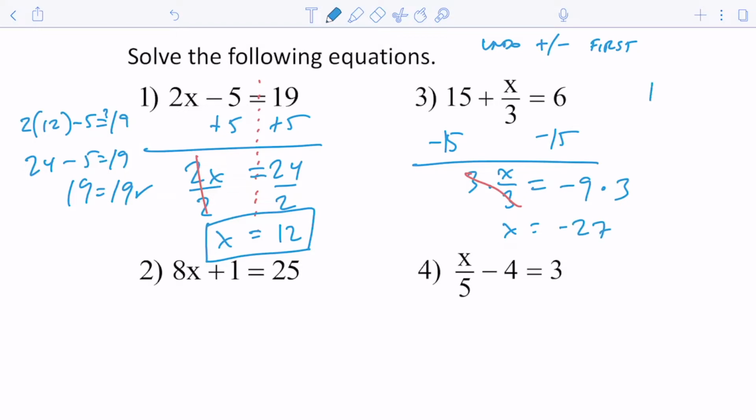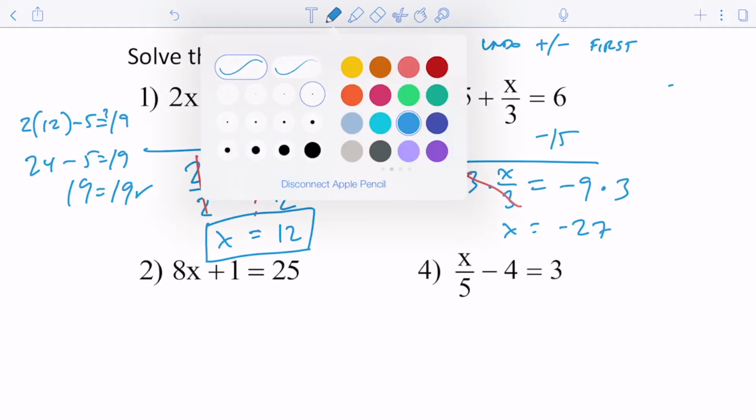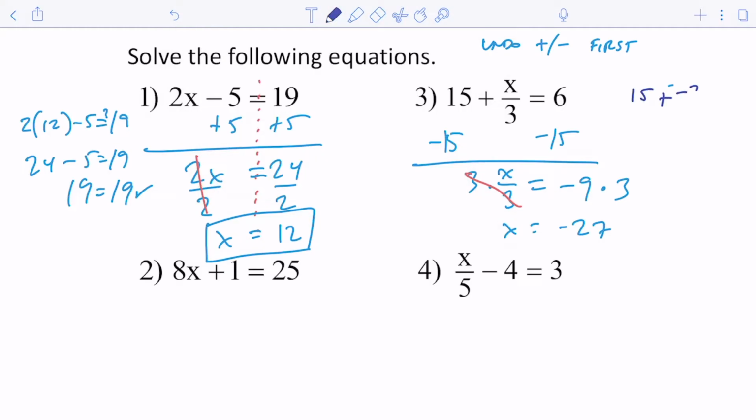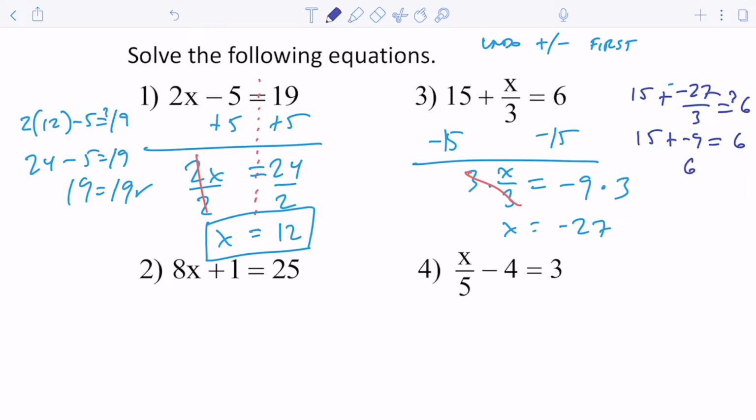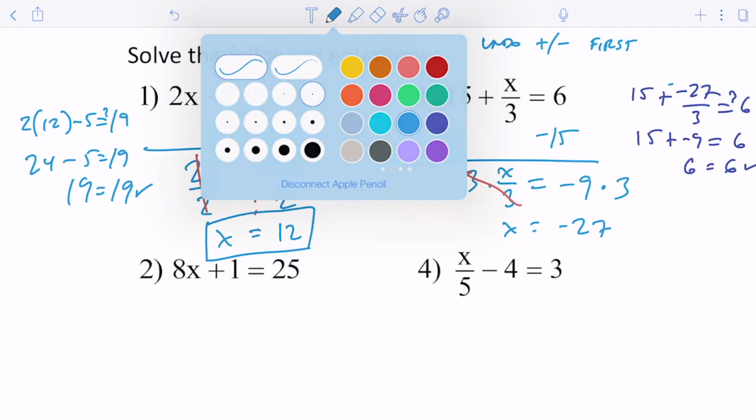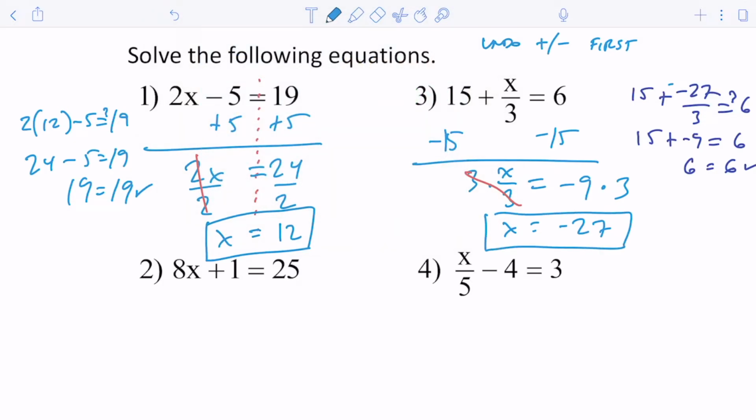And then I can check this by going up here. Maybe I'll do the checks in a different color. 15 plus negative 27 over 3. Does that equal 6? Negative 27 over 3 is negative 9. So 15 plus negative 9, does that equal 6? That's the same thing as saying 15 minus 9. So 15 minus 9 equals 6. So then you did the problem correctly. X equals negative 27.